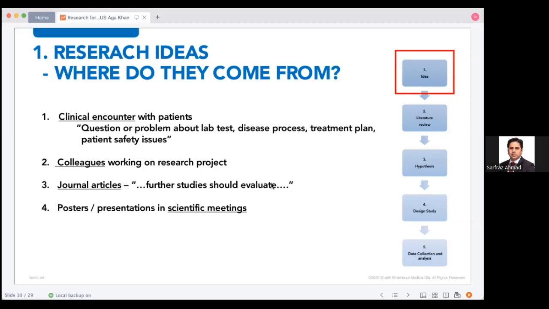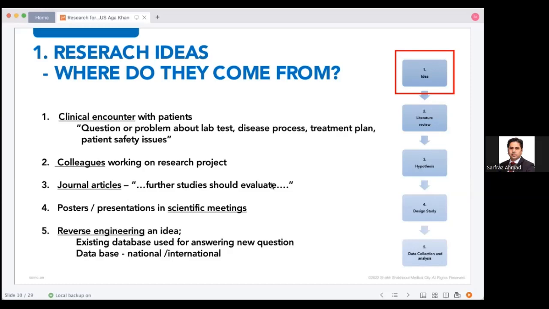When you attend any scientific meeting, you will meet your colleagues, you can share your research work with them, you can get a new idea, you can get ideas from posters and presentations. And sometimes you can reverse engineer the available data.